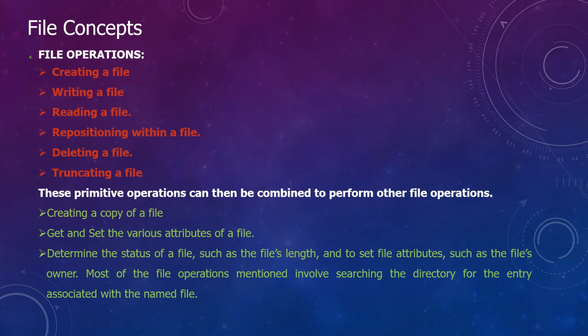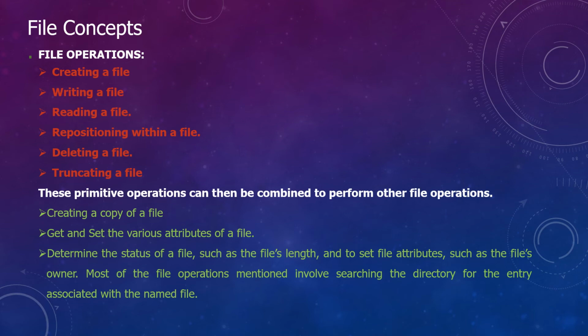The next one we are going to see is file operations. These are the various operations we can perform on a file. We can create a file, write something into a file, and read the content of the file. You can also reposition within a file. That is, you can move the file pointer here and there within a file in order to perform a reading or writing operation. We can also call this fseek.